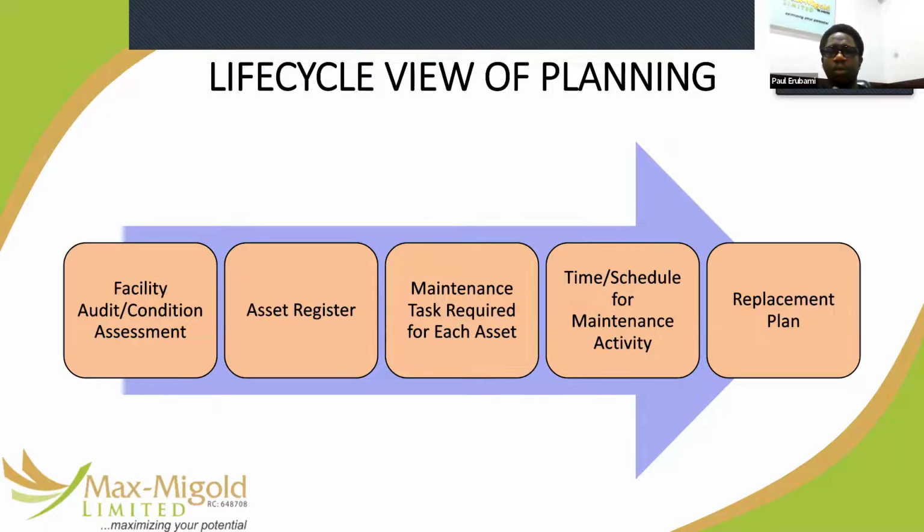And then you now create the time and schedule for maintenance activity. For every task that you identify will be performed for each of the assets, you now have a frequency and a schedule. So a frequency is, is it going to happen daily, weekly, monthly, quarterly, annually, every 10 years, and so on and so forth. And then a schedule, which means you bring in your calendar into that plan.